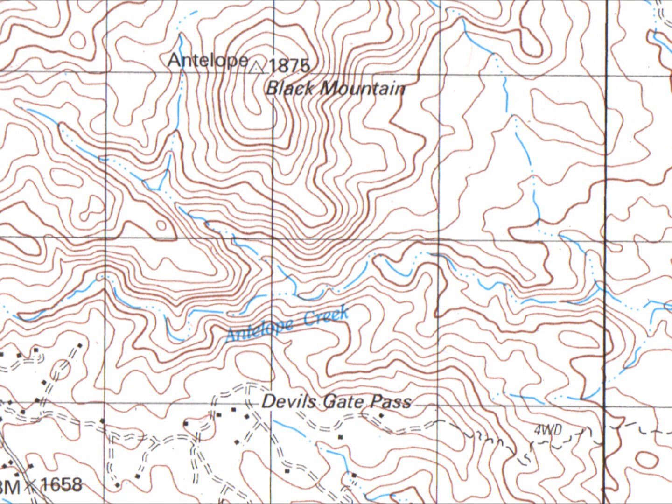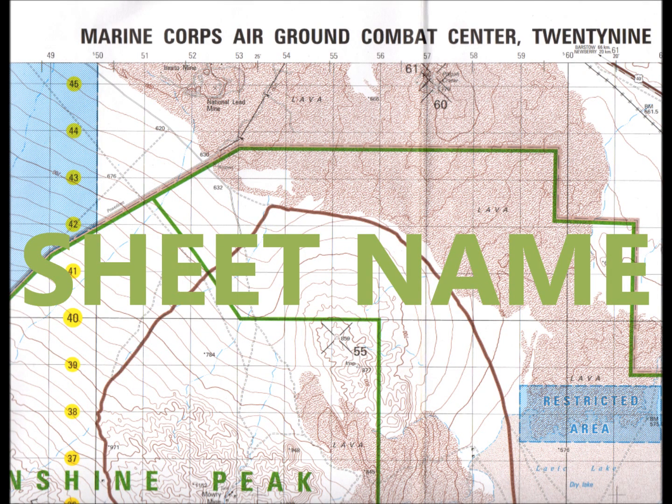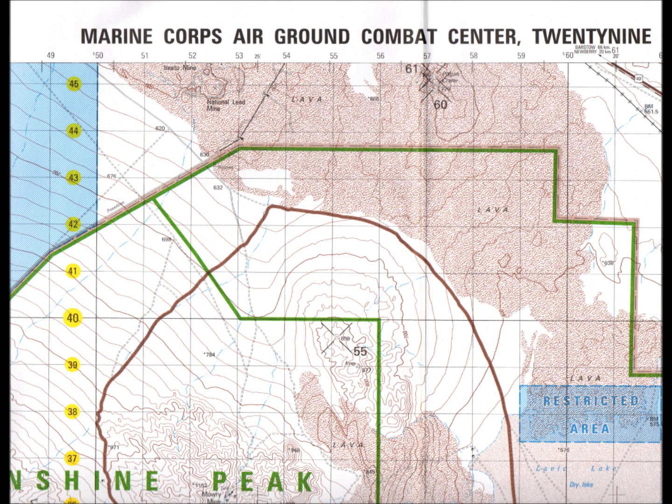So we'll start with the first piece of information. The first piece of information we're going to go over is the sheet name. The sheet name is found in bold print at the center of the top and in the lower left area of the map margin. A map is generally named for the largest settlement contained within the area covered by the sheet, or for the largest natural feature located within the area at the time the map was drawn. In this case, we're going to be looking at 29 Palms West, the Marine Corps Air Ground Combat Center. That's the map I have with me.